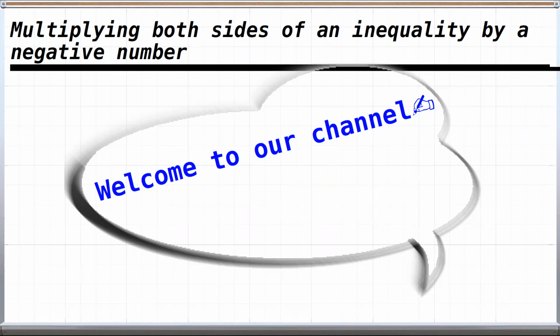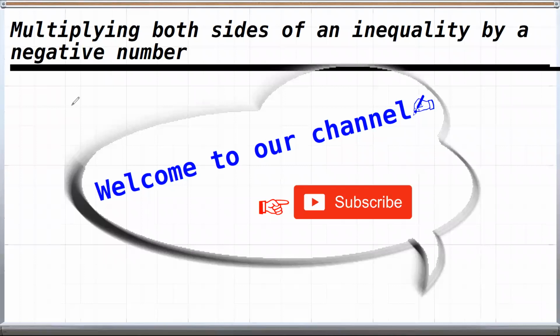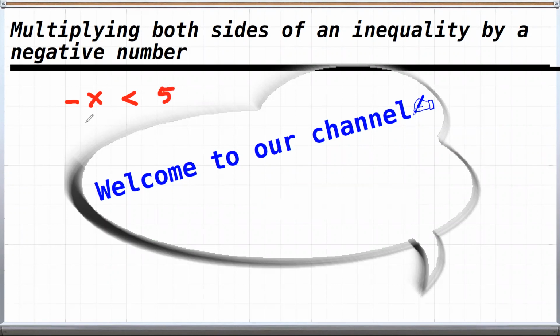In this video, I'm going to explain why we need to change the inequality sign when we multiply both sides of an inequality by a negative number. For example, when you are trying to solve an inequality, if you have something like negative x less than 5, then you would want to isolate just x here.